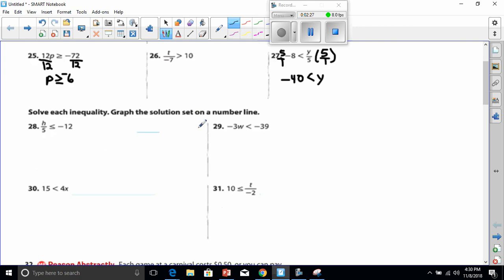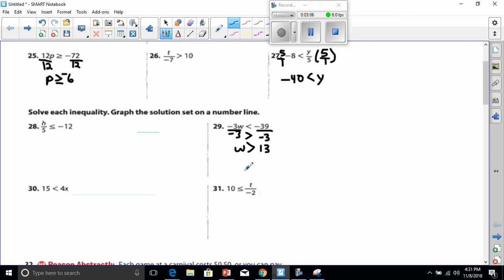All right, now we're going to go on to number 29. It says we're going to graph it after we solve it. Once again, I got a negative number with my variable, that -3. So I'm going to divide by -3, but before I do anything, I'm going to switch that inequality symbol around. Whatever I divide from one side, I divide from the other. And let's see, -39 divided by -3, well, that w is going to be greater than, well, I'm going to say that is 13.